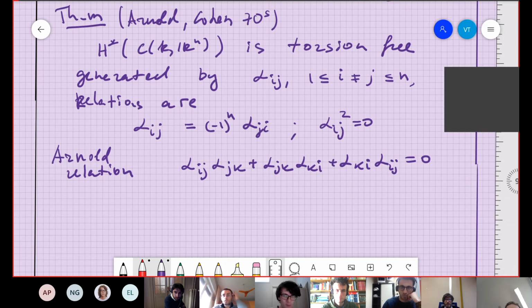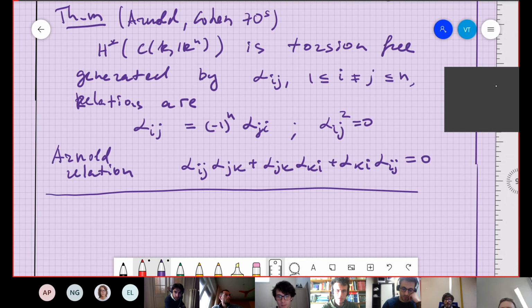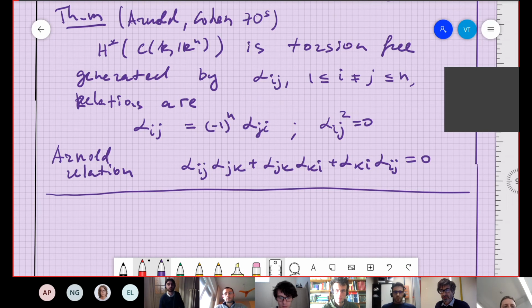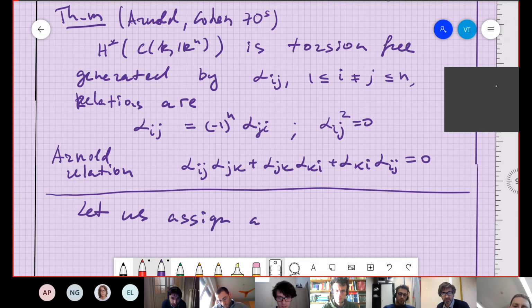And first of all, there exists a little bit more kind of geometrical way to see the classes, not geometrical, more kind of combinatorial way to see these classes. So what we can do, we can assign to any monomial in this algebra a graph. So let us assign a graph to each monomial.